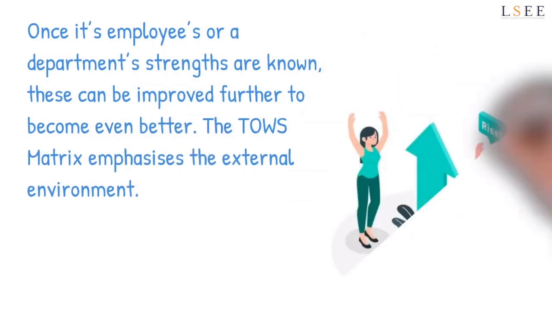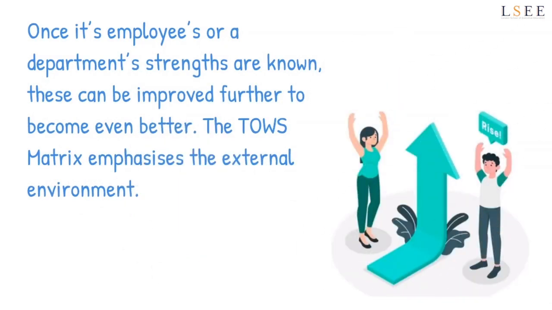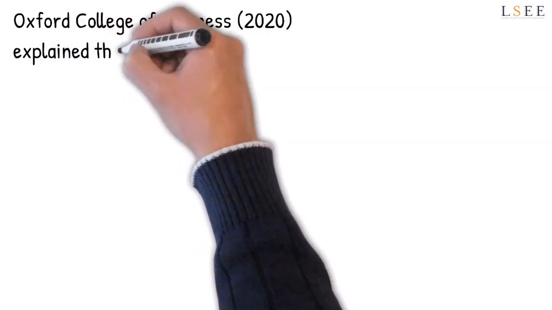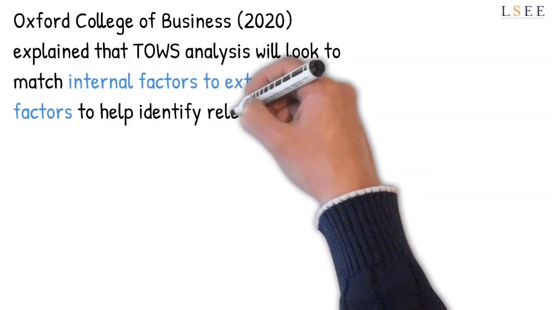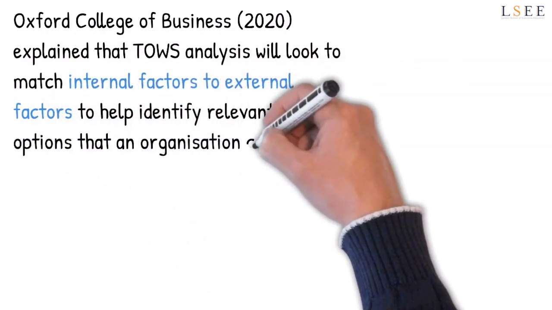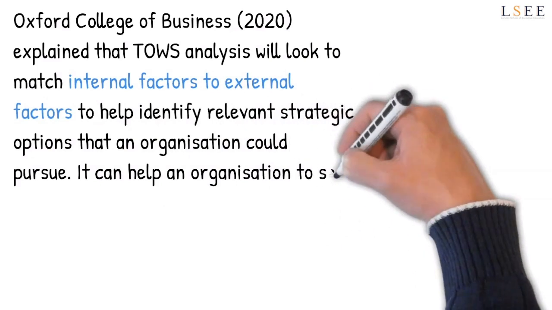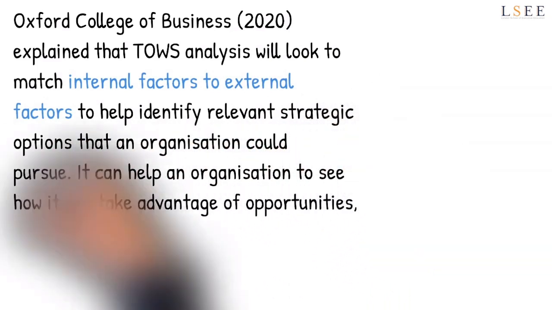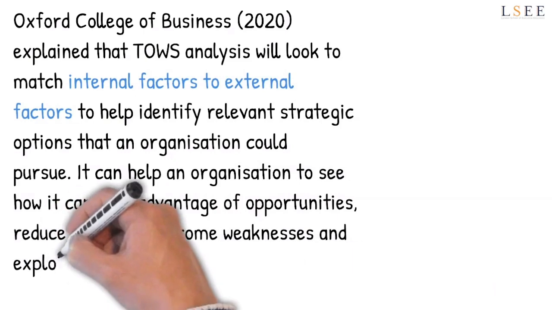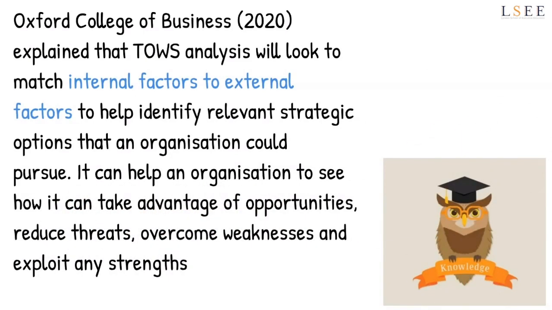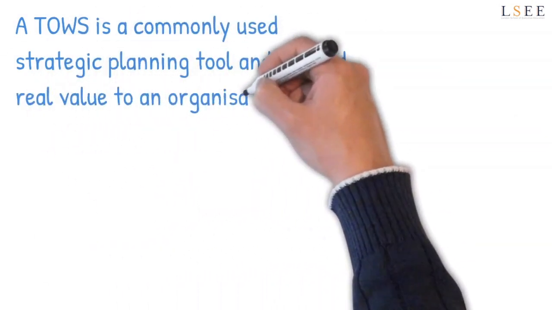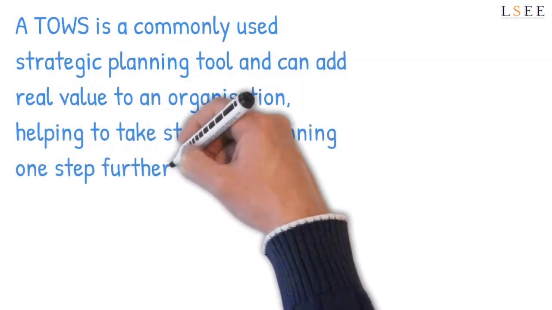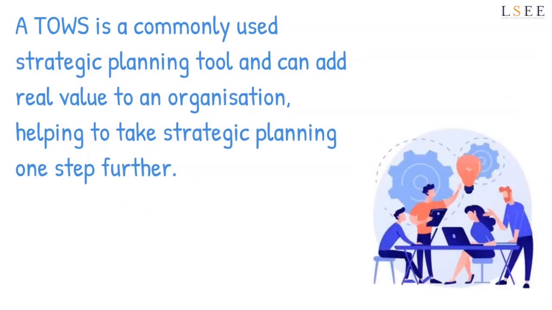The TOWS matrix emphasizes the external environment. Oxford College of Business, 2020, explained that TOWS analysis will look to match internal factors to external factors to help identify relevant strategic options that an organization could pursue. It can help an organization to see how it can take advantage of opportunities, reduce threats, overcome weaknesses, and exploit any strengths. A TOWS is a commonly used strategic planning tool and can add real value to an organization, helping to take strategic planning one step further. Below is an example TOWS matrix.